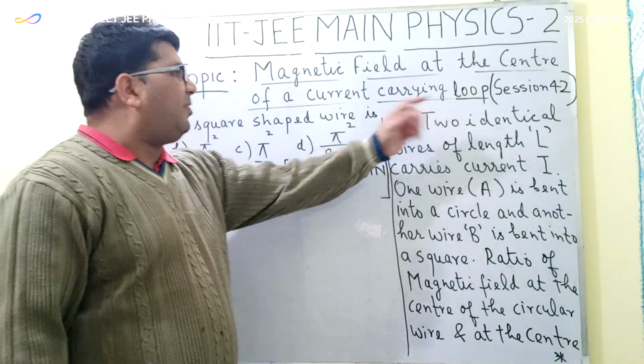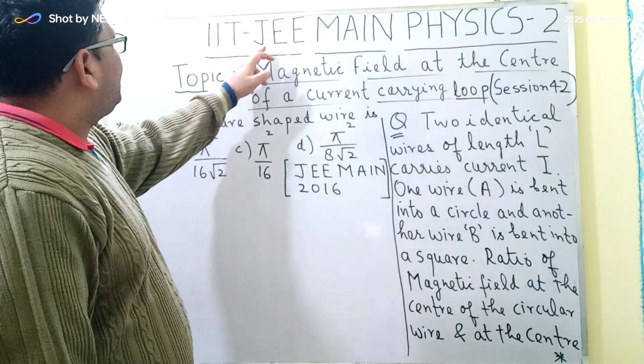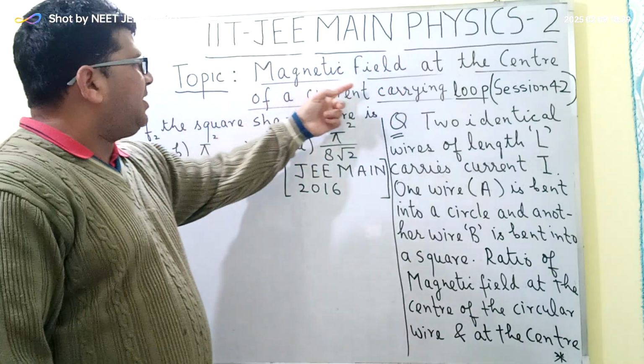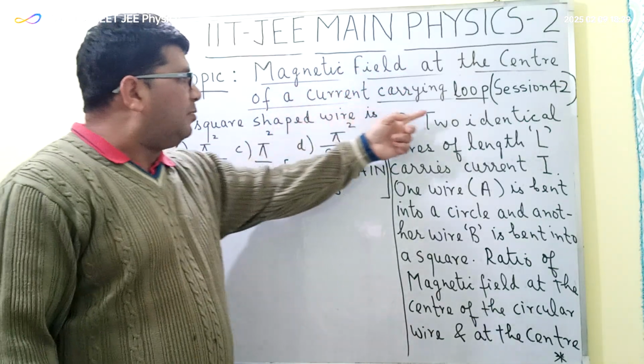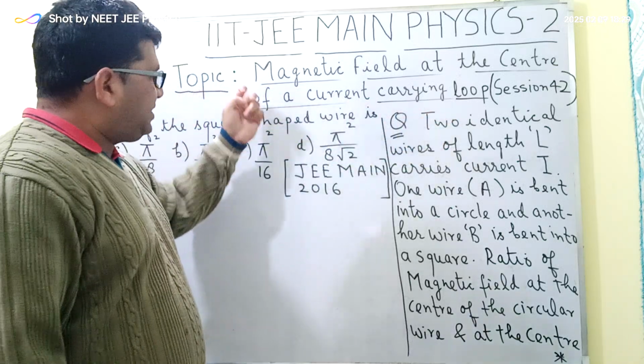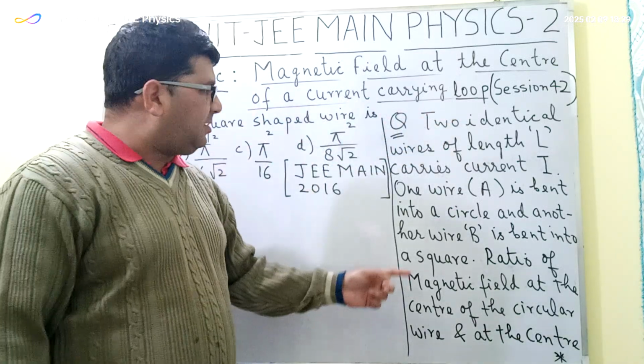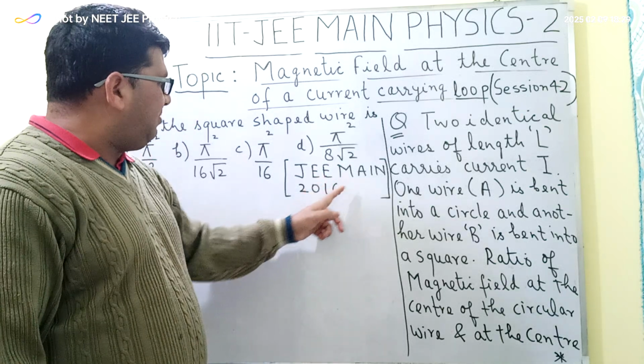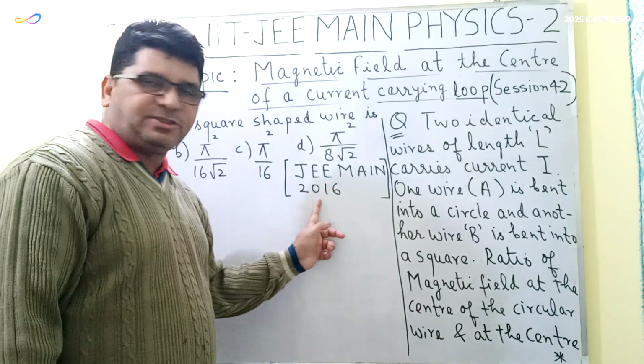Welcome to session number 42 from the playlist of JEE Main Physics. The topic is the magnetic field at the center of a current carrying loop. Based on this topic, I have selected one question for this session which was asked in the JEE Main examination in the year 2016.